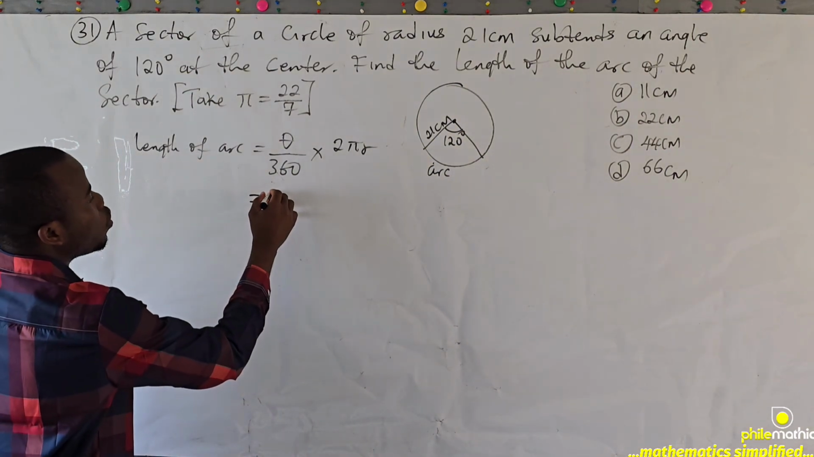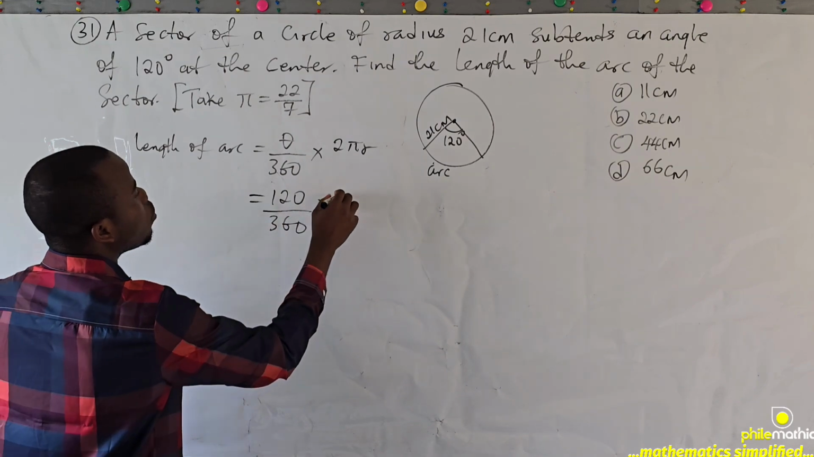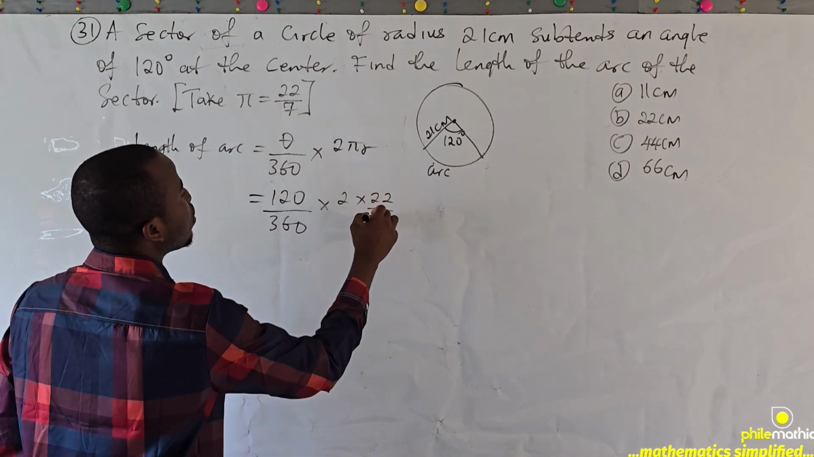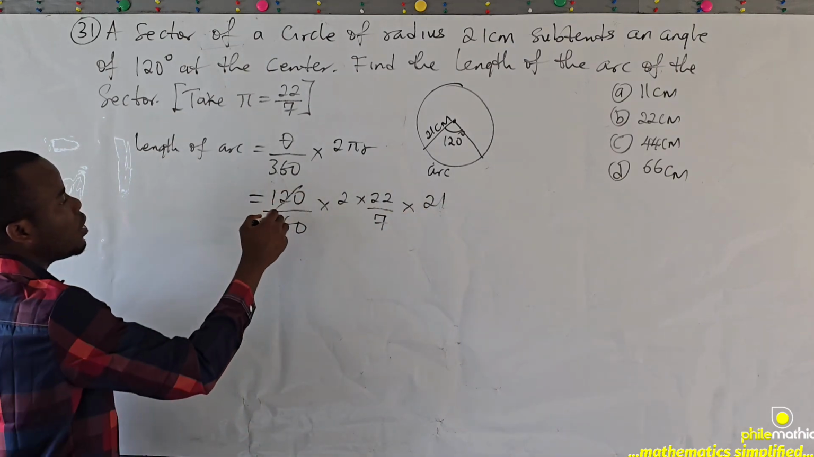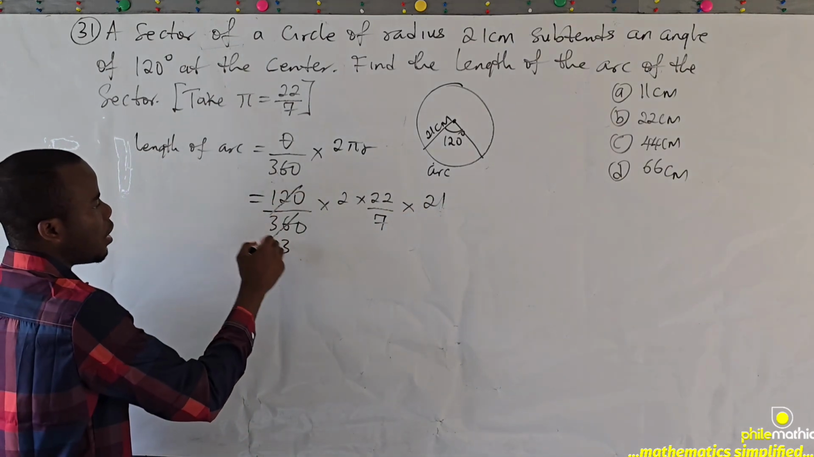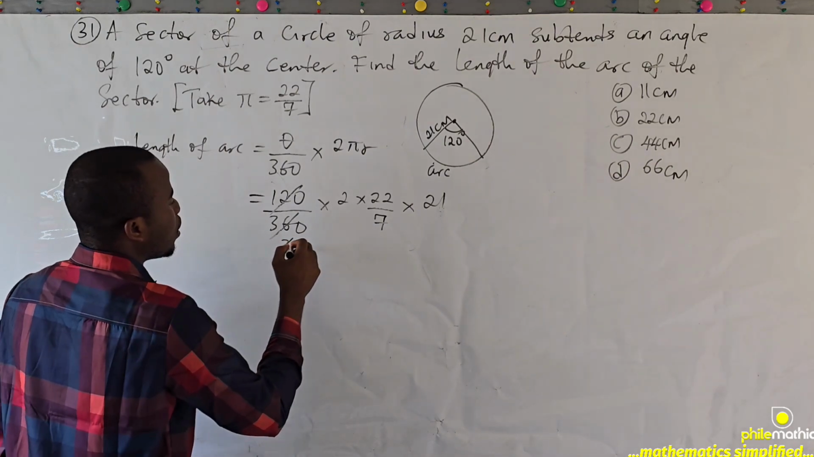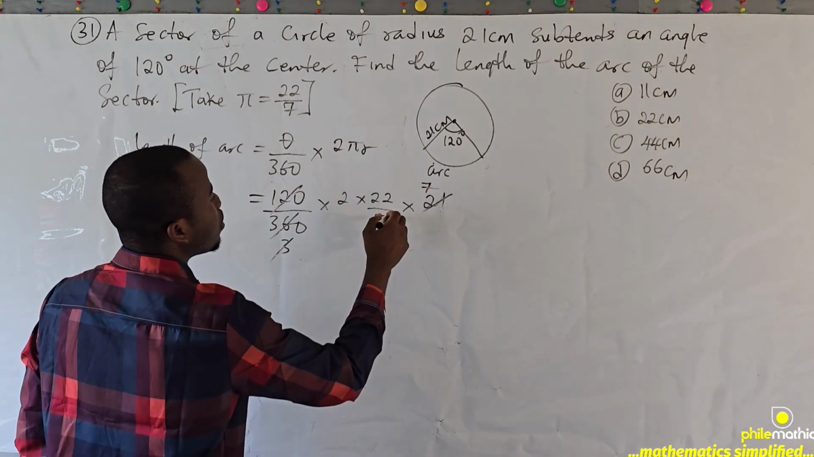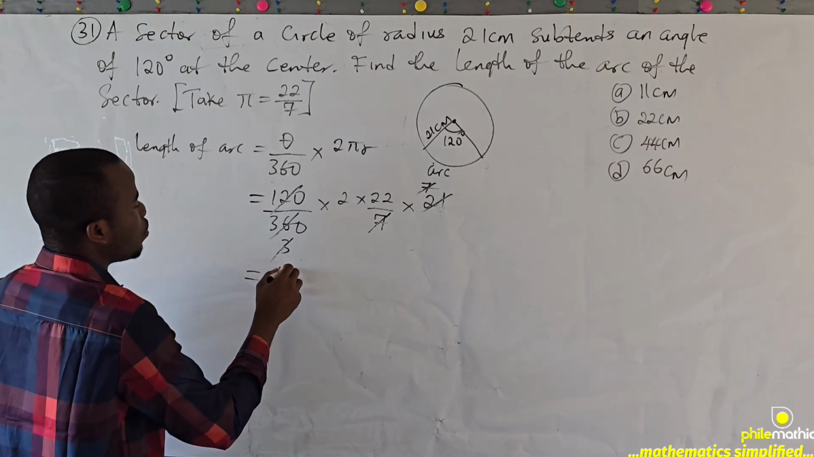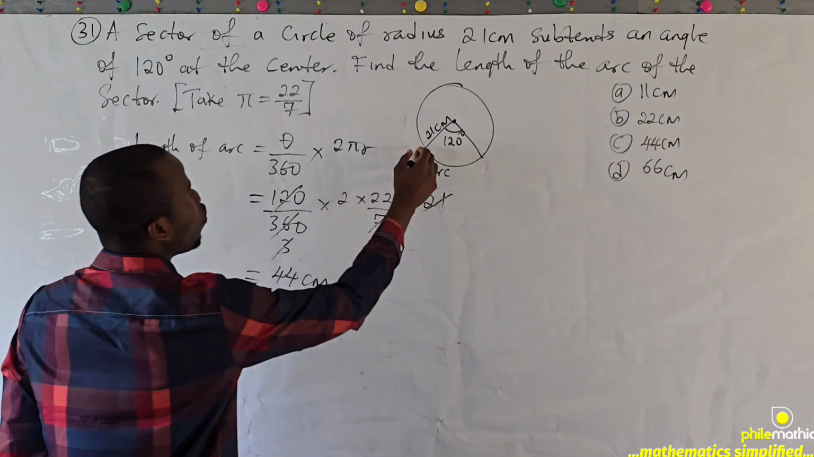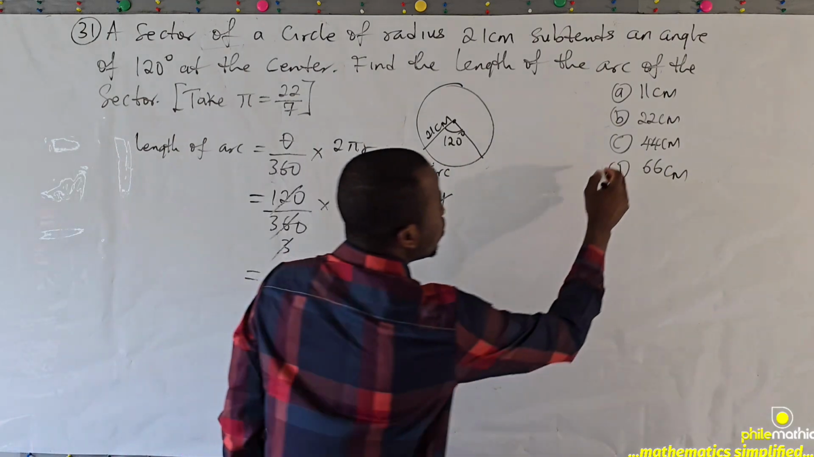So we just substitute 120 over 360 times 2 times 22 over 7 times 21. 120 can go into 360 3 times. 3 can go into 21 7 times. 7 can go into 7, and 2 times 22 is 44. And so the length of this arc will be 44 cm, and that is C.